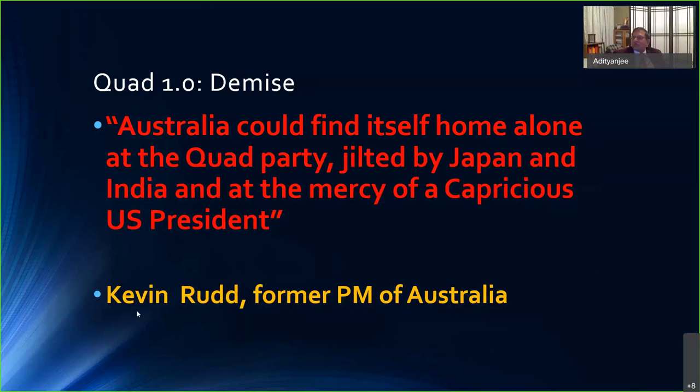In fact, this is a statement from Kevin Rudd, former Prime Minister of Australia: Australia could find itself home alone at the Quad Party, jilted by Japan and India, and at the mercy of a capricious United States president. So that was the death knell, the nail in the coffin of Quad 1.0.